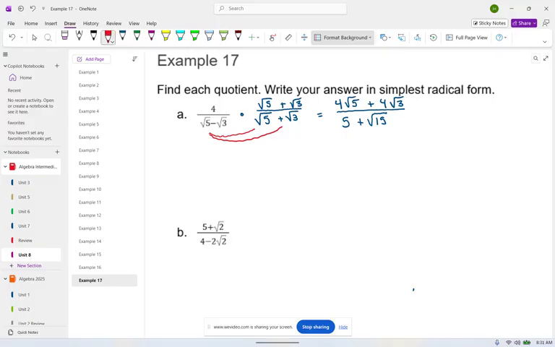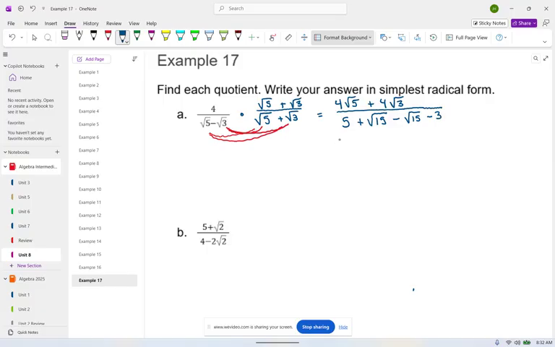Then we're going to have the square root of 3 times the square root of 5, which is going to be, and it's minus 3. So negative 3 times the square root of 5, negative square root of 3 times square root of 5, which is minus square root of 15. And then we'll do the last terms, square root of 3 times negative square root of 3, which is just minus 3.